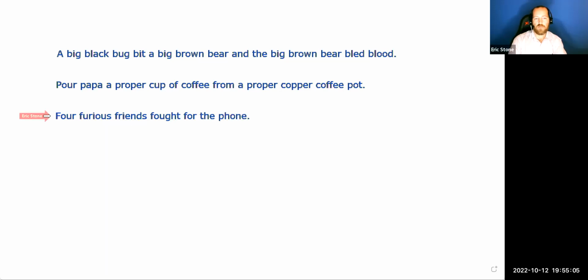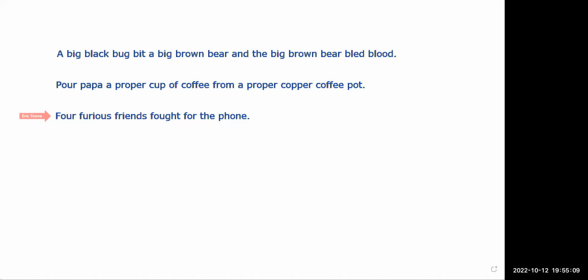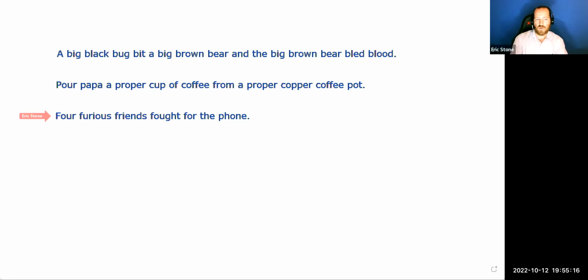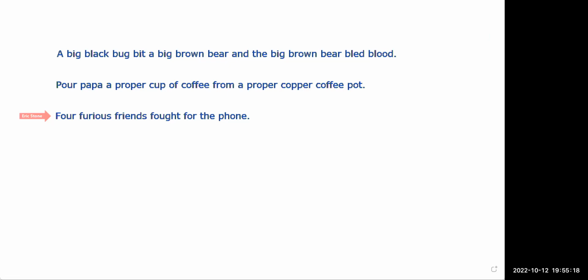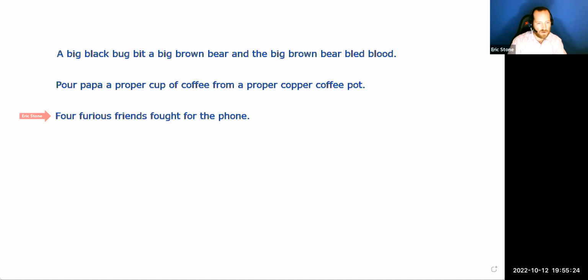It says: Four furious friends fought for the phone. Four furious friends fought for the phone. Good. So try to get as much breath there as you can, right? Four furious friends fought for the phone. Nice. There you go. Okay. Good.